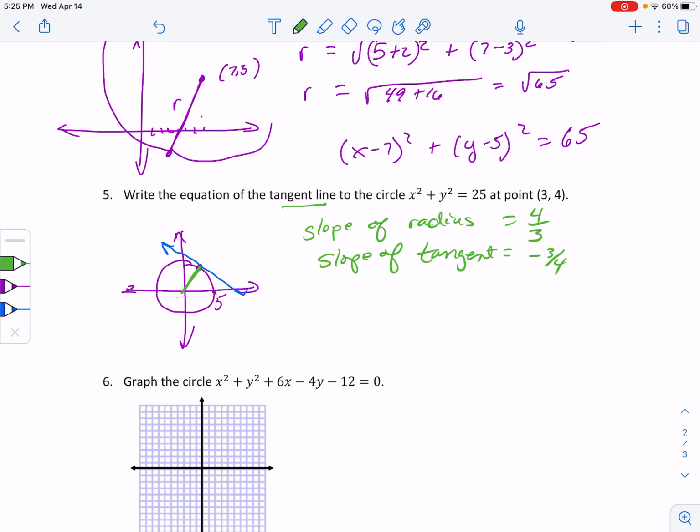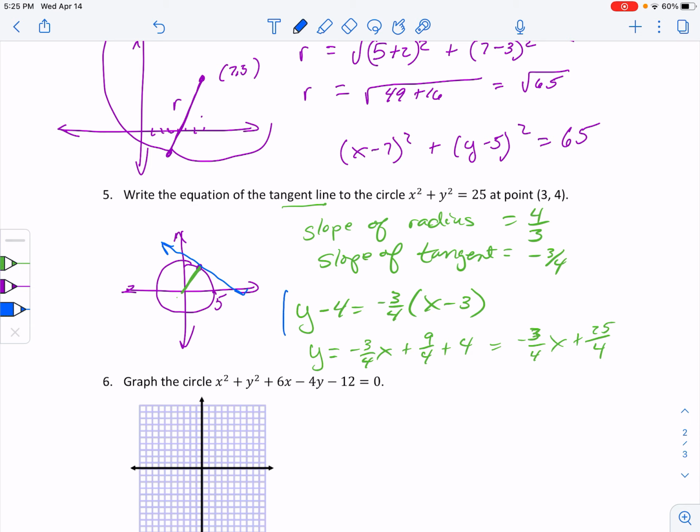If you use point-slope form, it's y minus the y value equals the slope times x minus the x value, and you can quit with that. It works. If you don't like that and you want to put it in slope-intercept form, you get negative 3/4 x plus 9 over 4 plus 4. That's 16, so that's 25 over 4. Personally, I'd stop right here.